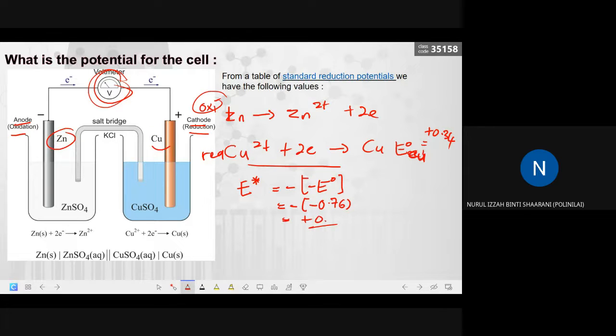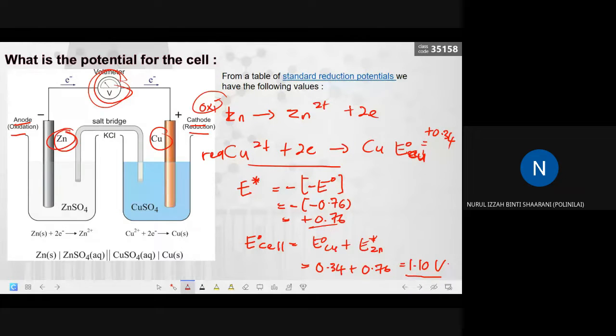So the standard oxidation potential is positive 0.76. And the formula to find the cell potential is E° cell equals E° reduction plus E star oxidation of zinc. So 0.34 plus 0.76 gives 1.10 volts. The same, right? When writing the final answer, the unit must also be included. Otherwise marks can be deducted.